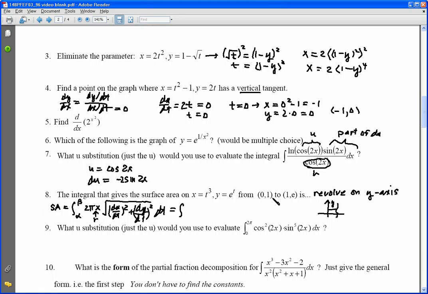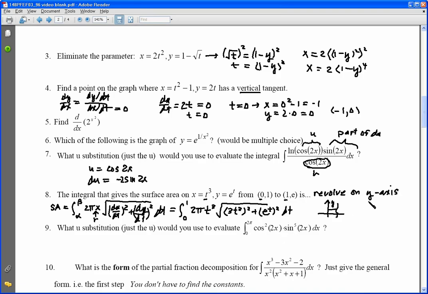So, let's see. We've got to get our parameter values. So x equals 0, which is saying t cubed equals 0, so that's going to be starting at 0, to 1, so t cubed equals 1, cube root of 1 is 1, so this is 0 to 1, 2 pi, our x is t cubed, and then square root, dx dt is 3t squared, and that guy gets squared, plus dy dt is just e to the t, and that gets squared, dt.